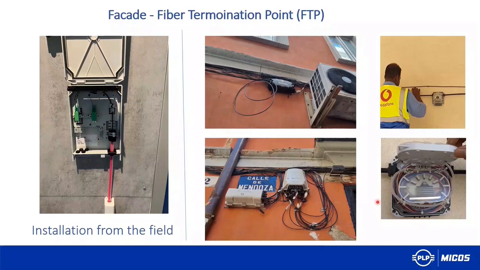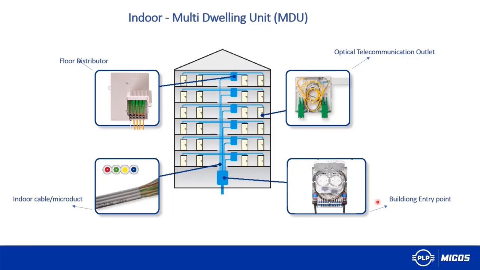And yes, so let's go inside the building. There is also a possibility, of course, that you reach the fiber to a big apartment building. It can be 12, 24, 80, 100 apartments inside. And now you need to do some guiding of the cable to the apartments. We call this indoor installation multi-dwelling unit, MDU.